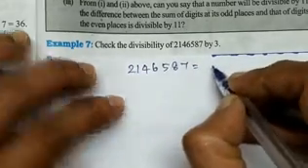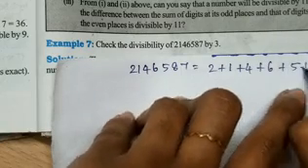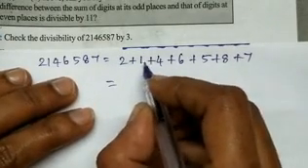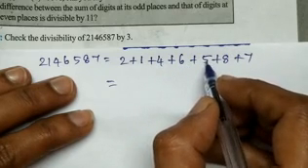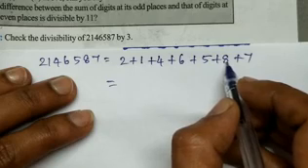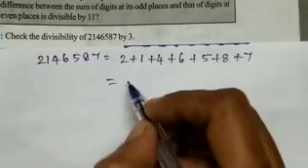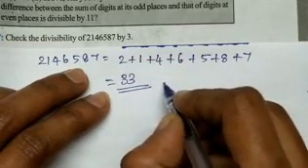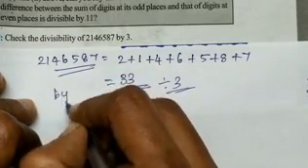2146,587. Add all. 2 plus 1 plus 4 plus 6 plus 5 plus 8 plus 7, which is equal to 2 plus 1 is 3, 3 plus 4 is 7, 7 plus 6 is 13, 13 plus 5 is 18, 18 plus 8 is 26, 26 plus 7 is 33. So the answer here is 33. Is this divisible by 3? Yes, 33 is divisible by 3. So this number is also divisible by 3.